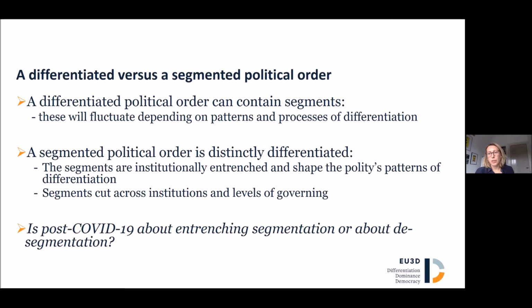What it also implies is that you can have variations. It doesn't mean that you have to pin a specific logic, austerity policy, or anything like this to a segment, but it can vary depending on closing of sectors under certain circumstances. But a system that has certain types of characteristics is much more prone to this type of closure or lock-in. This is basically the argument. So that's why a segmented political system or order is definitely differentiated, but it's distinctly differentiated. So certain segments become institutionally entrenched and shape the polity's pattern of segmentation.